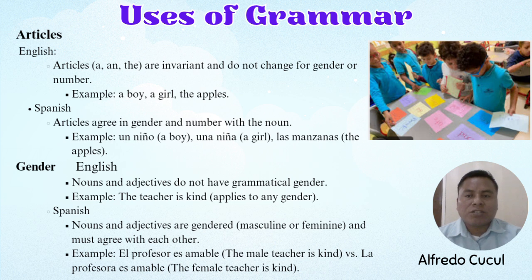For example, in English, the articles a, an, and the remain constant, while Spanish articles change to match gender and number. For example, un niño versus una niña. Similarly, while English has no grammatical gender, Spanish requires gender agreement between nouns and adjectives. El profesor versus la profesora. Teaching these differences can enhance students' linguistic awareness, improve accuracy in both languages, and foster a deeper appreciation of language structures and cultural expressions.